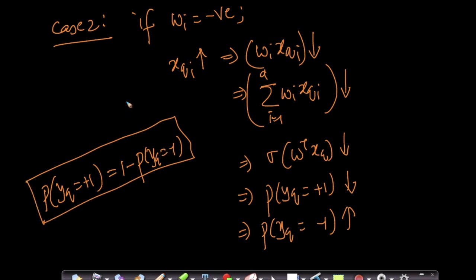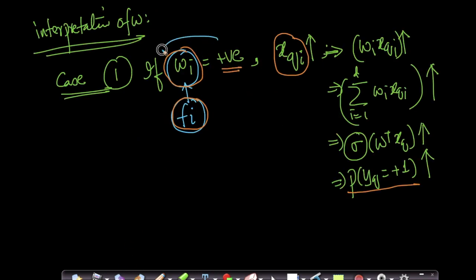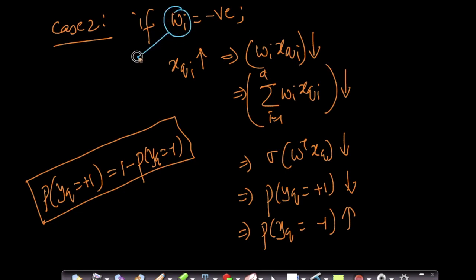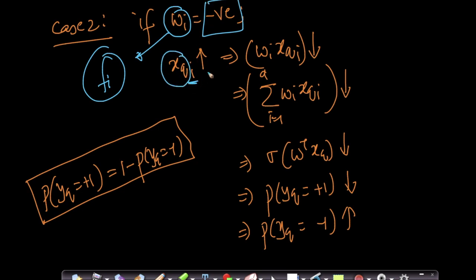So here is the interesting conclusion. If wi is positive, then for a given query point, if the ith feature increases, its probability of belonging to the positive class increases. Similarly, if the weight corresponding to feature i is negative, then given a query point, if its ith feature increases, its probability of being in the negative class increases. Not positive class, negative class. So this is a very, very important interpretation of the weight vector.